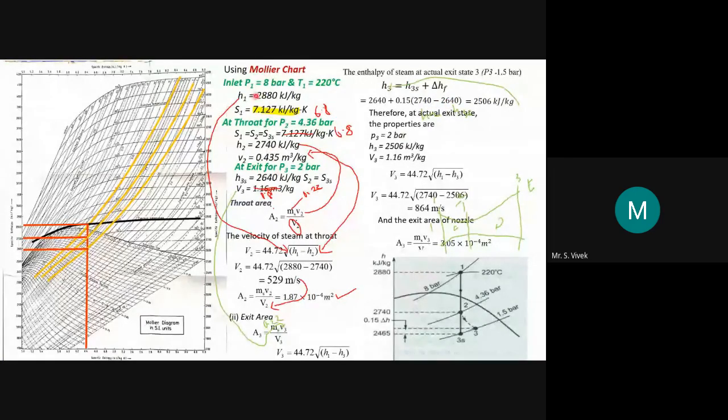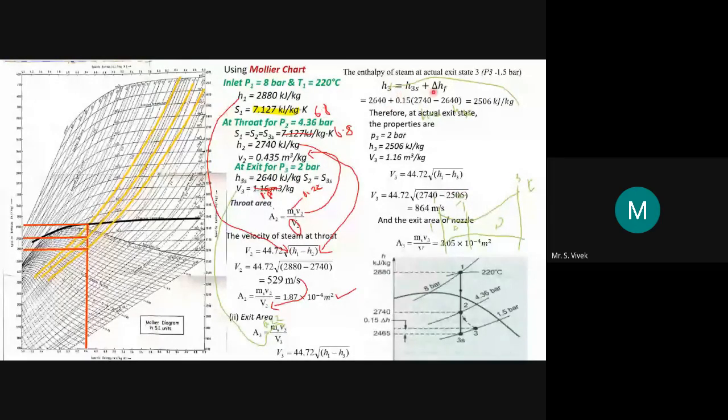Right? So I said it wrong at this point, saying we substitute H1. Actually, the correct one is H3 is equal to H3s plus delta HF. Delta HF is the enthalpy drop which lies in the divergent portion only. The divergent portion is between 2 and 3.